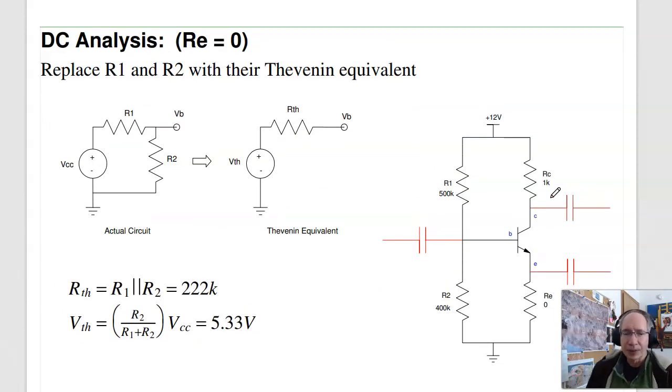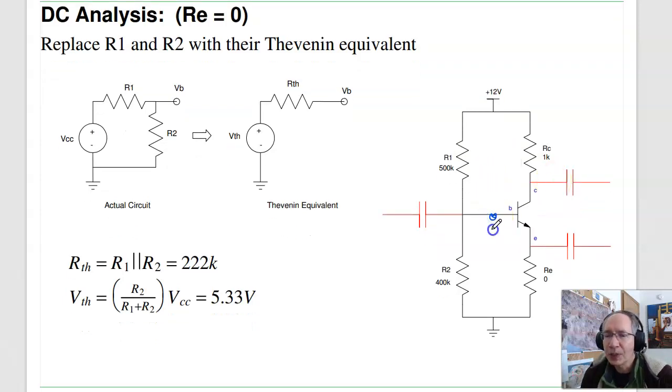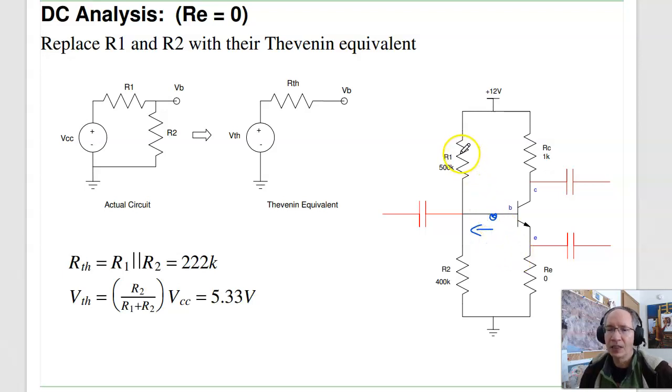Analyzing the DC operation. Now at DC, kind of one trick is at this point, looking left, I see R1 to 12 volts, R2 to ground. So that's what this looks like. This is your 12 volts. At this point, VB, I see R1 to 12 volts, R2 to ground. Replace this with a Thevenin equivalent. So looking left, what I see is a Thevenin voltage, a Thevenin resistance. The Thevenin voltage is just by voltage division, R2 over R1 plus R2 times VCC. The Thevenin resistance is you turn off the source, and I have R1 in parallel with R2.